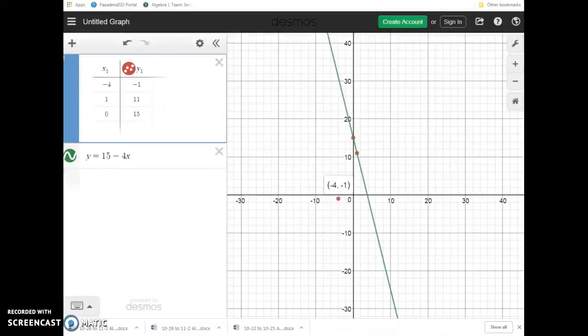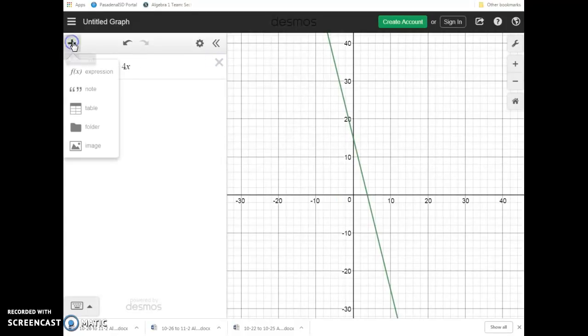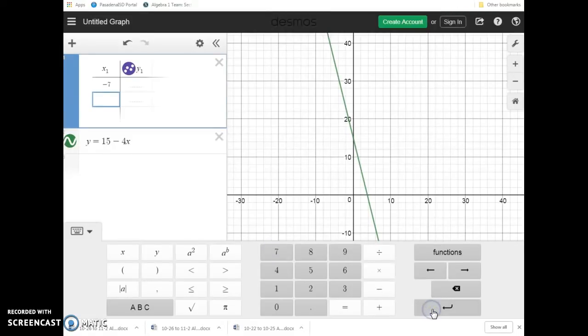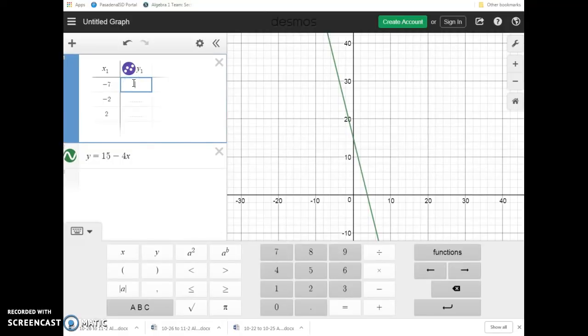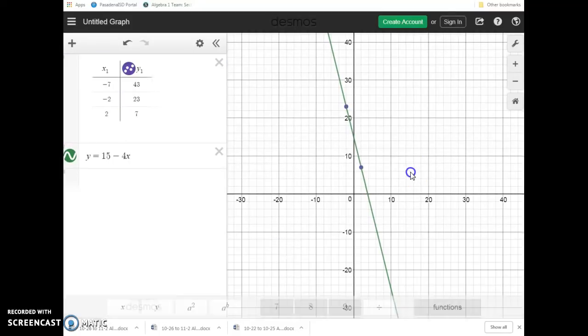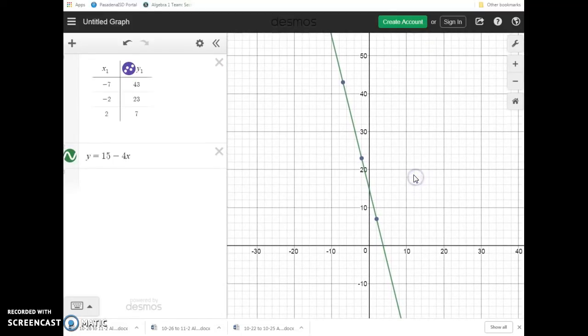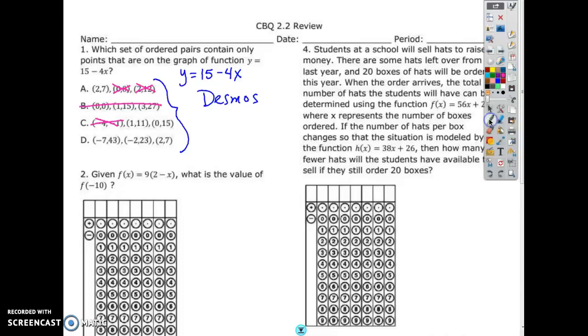Let's put it in Desmos. Add a table. My x's are -7, -2, 2. And on the other side I have 43, 23, and 7. And right now I only see 2 points. There goes my other point, and you have to zoom out. So this point is on the line, this point is on the line, this point is on the line. So my answer is D. Okay, so that's how you would do it in Desmos.